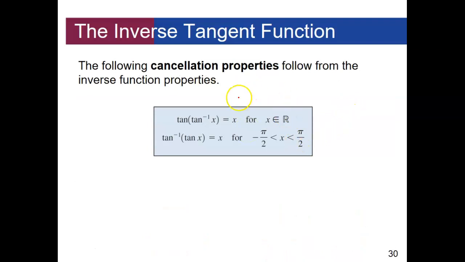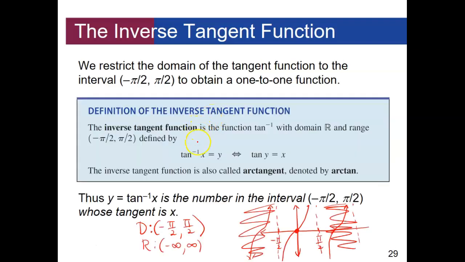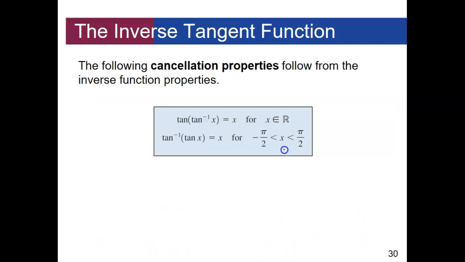So when we look at the cancellation properties for this one, we've got to keep in mind those domain restrictions. So for the inverse tangent, I'm going to go back here. For the regular tangent function, we had a domain of -pi/2 to +pi/2, but that means that that's going to be the range of my inverse function. And then the range of my regular function is going to be the domain of my inverse function.